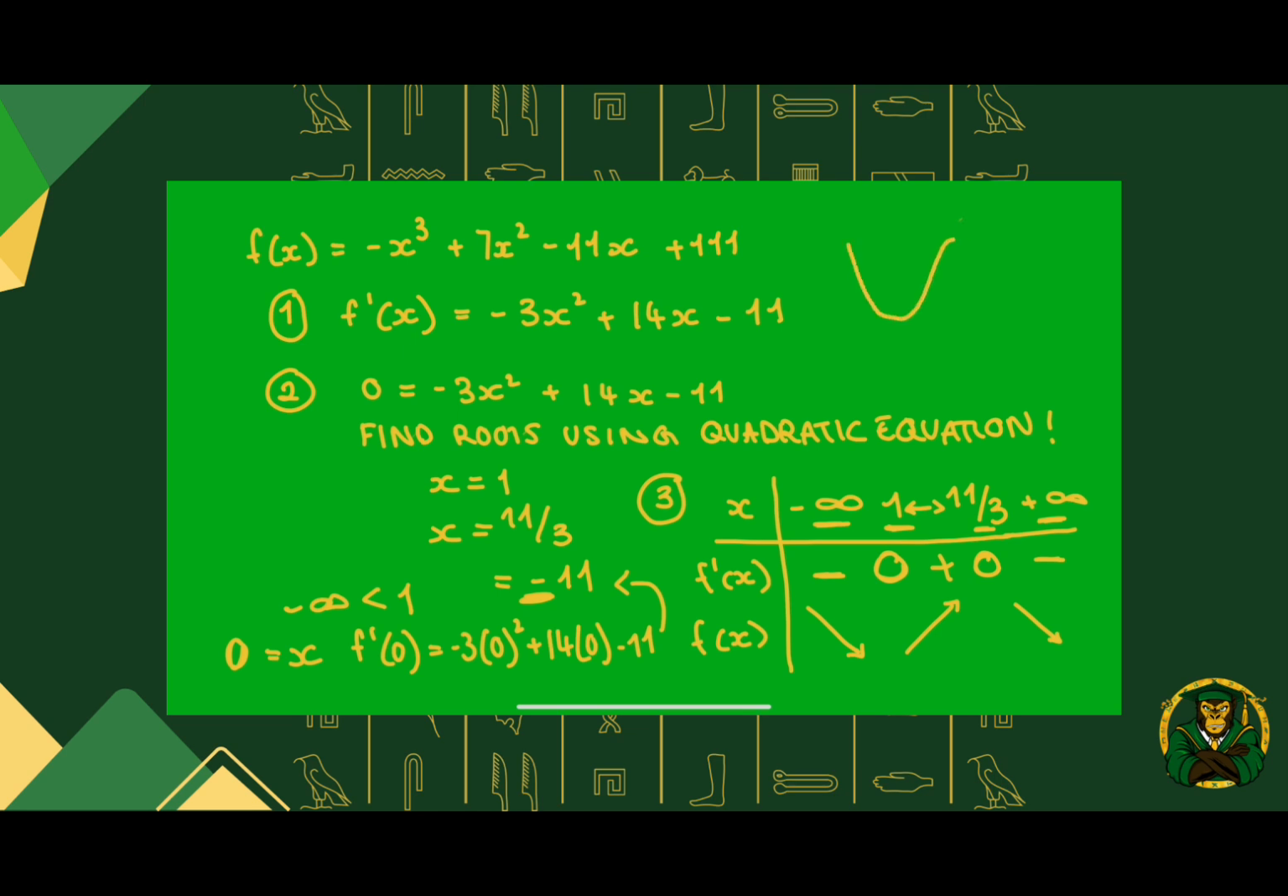As you can see, this kind of looks like a slope, a little graph. So I draw it out. The lower part is your number 1, and the higher part is 11 over 3, which means that 11 over 3 is your maxima, and your 1 is your minima.